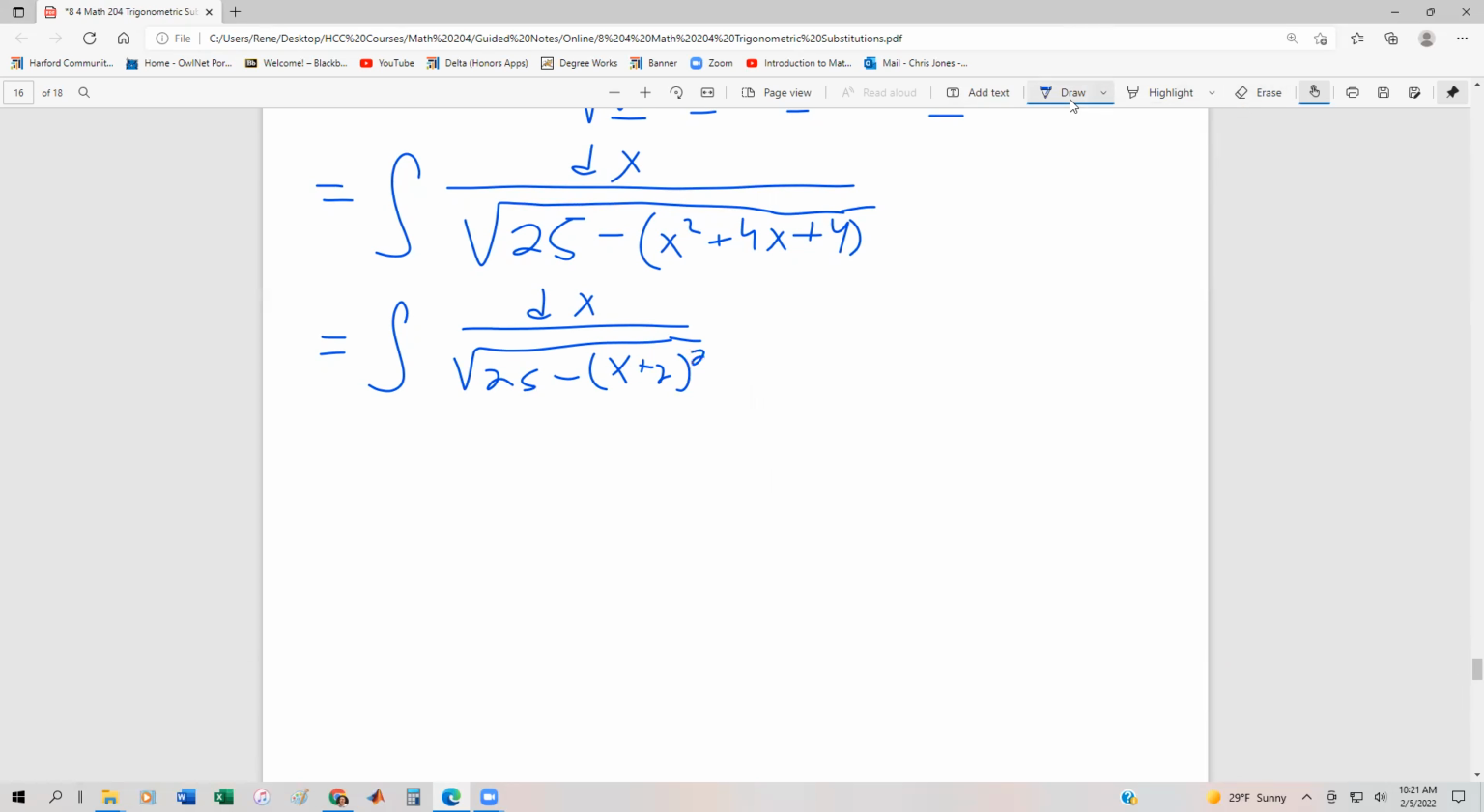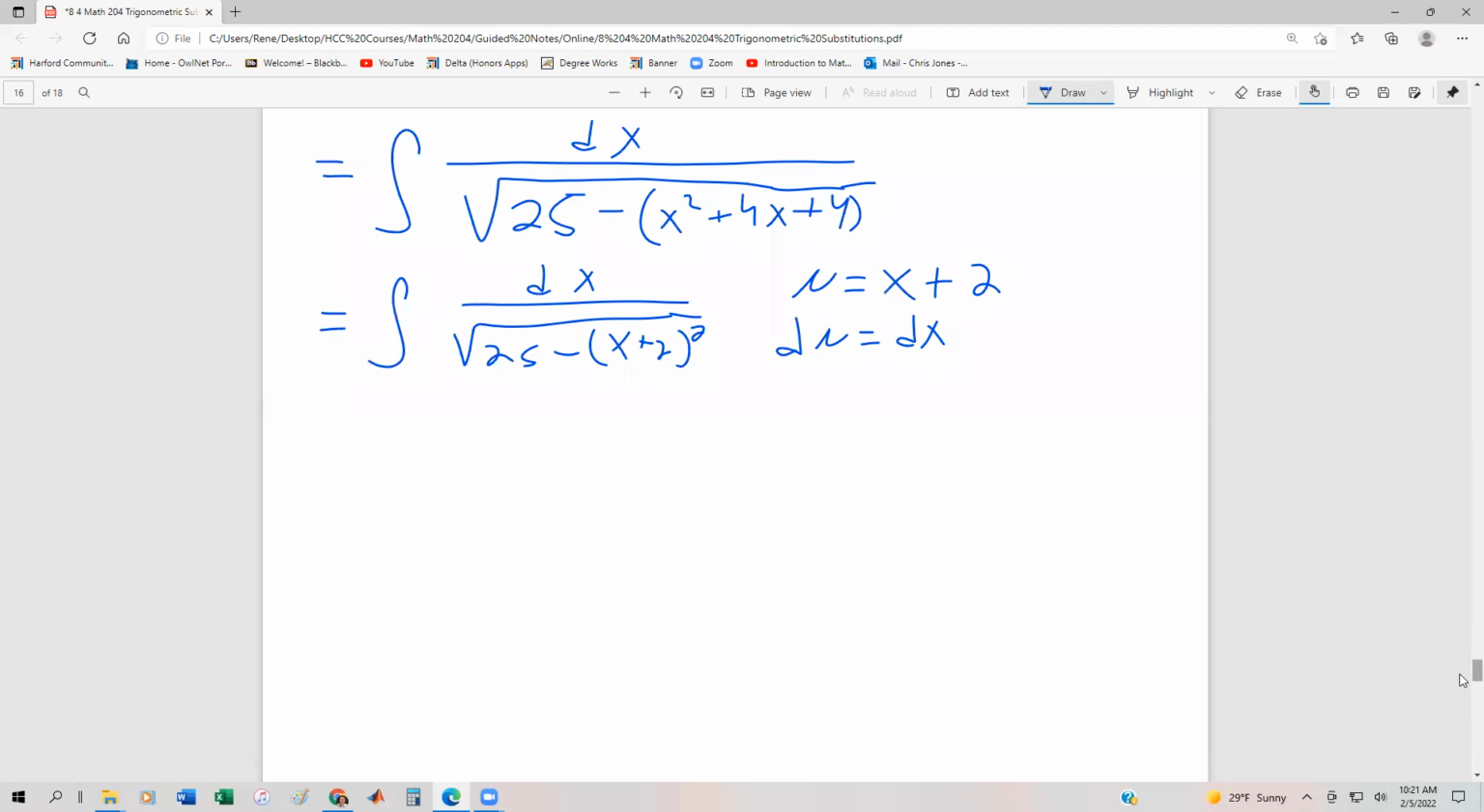Now let's start by saying u is going to be x plus 2 and du is going to be dx. What that's going to do is put it really nicely into the form that we need. So now this is going to be the integral of, instead of dx, du, over the square root of 25 minus u squared. And now we can go ahead and do our trigonometric substitution.